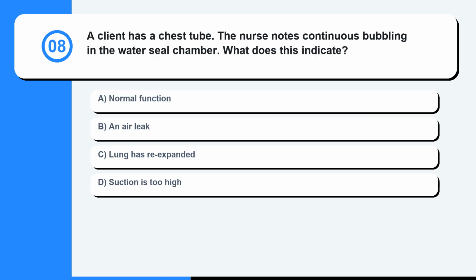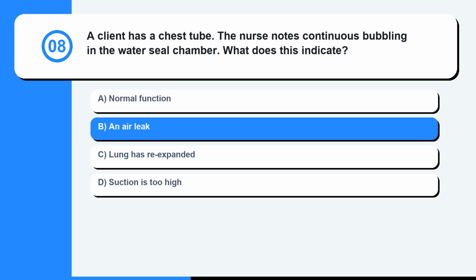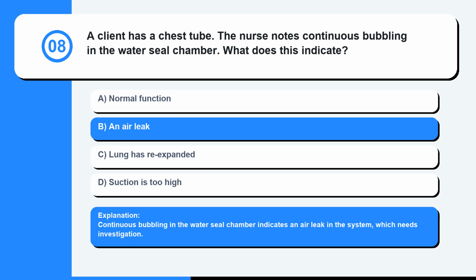Question 8. A client has a chest tube. The nurse notes continuous bubbling in the water seal chamber. What does this indicate? A. Normal function. B. An air leak. C. Lung has re-expanded. Or D. Suction is too high. The correct answer is B. An air leak. Continuous bubbling in the water seal chamber indicates an air leak in the system, which needs investigation.